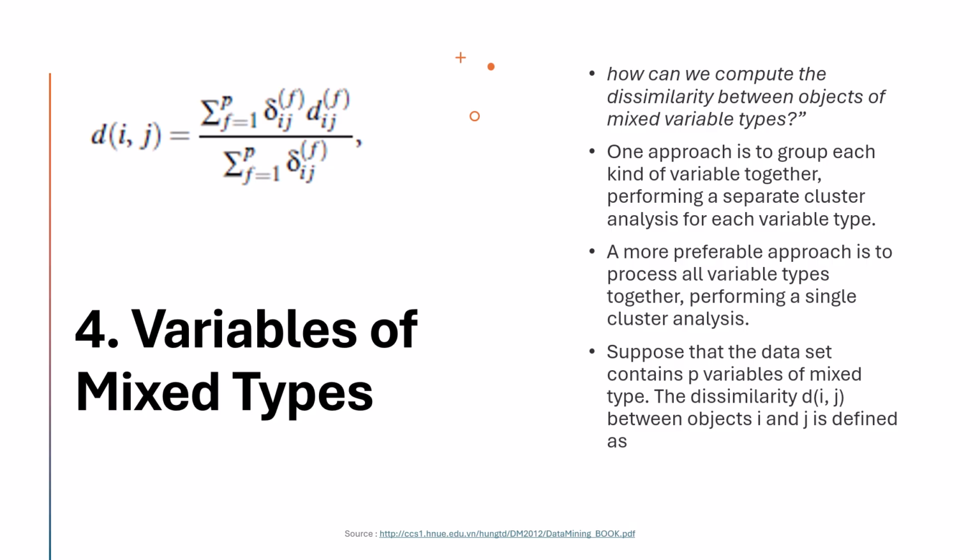Variables of mixed data types. Here also we can find the dissimilarity between the objects i and j. We can compute the dissimilarity between objects of mixed variable data type. One approach is to group each kind of variable together, performing a separate cluster analysis for each variable type. A more preferable approach is to process all variable types together, performing a single cluster analysis. Suppose that the dataset contains p variables of mixed data type. The dissimilarity d of i, j between objects i and j is defined as shown on the screen.